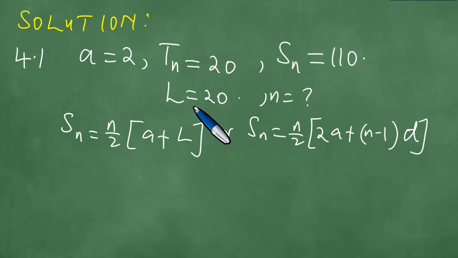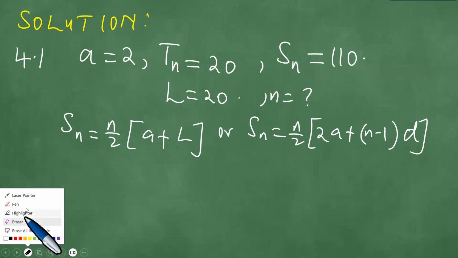But we've been given the sum as well. So if they gave the sum, Tn is like the last term. We also call it the last term. So you put it here. You can put the Sn equals 110 here, the 20 here, and then you put the A here, and you can get your n. Okay, we show that here as follows.